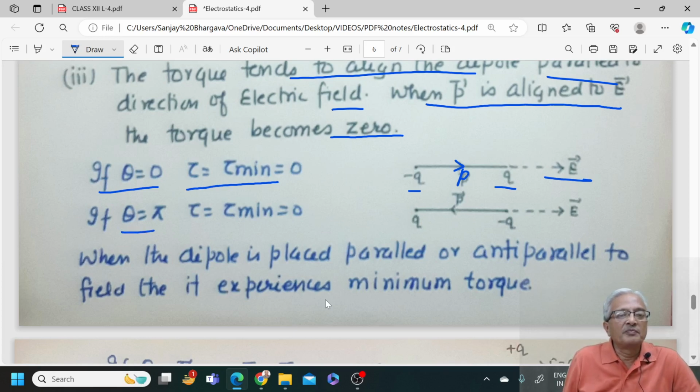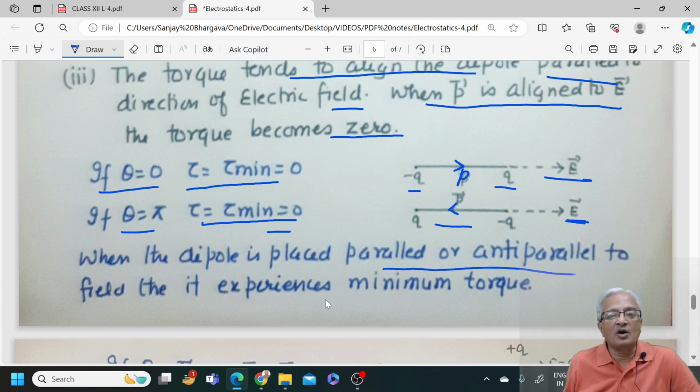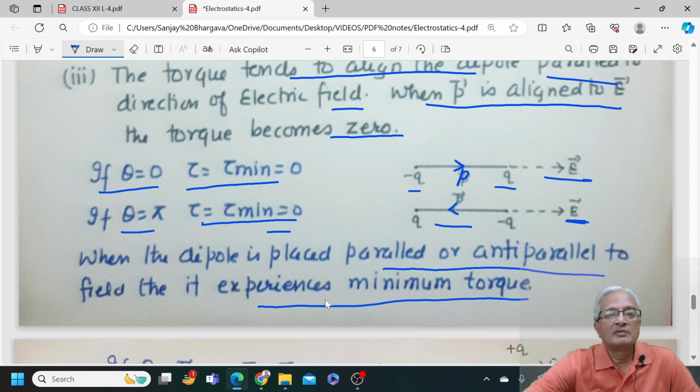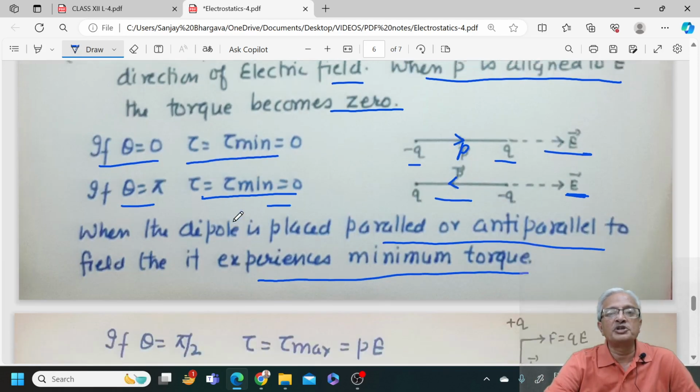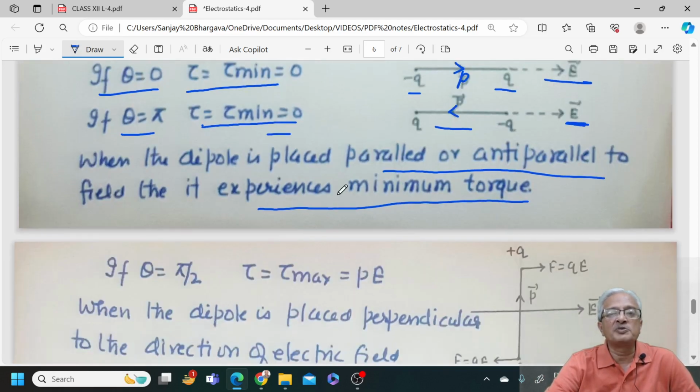Theta is pi, sine 180 would be 0, so torque is once again minimum. So here force is 0, torque is 0, but the direction of the dipole moment is opposite to the direction of the electric field: unstable equilibrium. So when the dipole is placed parallel or anti-parallel to the field, it experiences minimum torque. These are the two positions in which the dipole would experience a minimum torque.